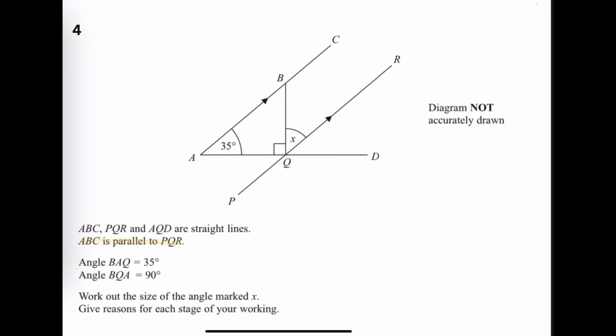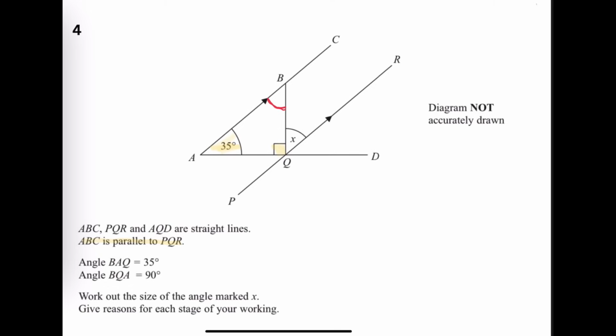Angle BAQ is 35 and angle BQA is 90, just shown over here. Work out the size of the angle marked X and give a reason for each stage of your working out. The first thing we are going to do is find this angle over here. As a general rule, I say to try and find every angle that you possibly can based on what values you are given in the question.